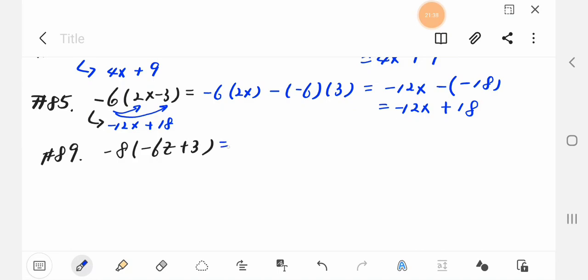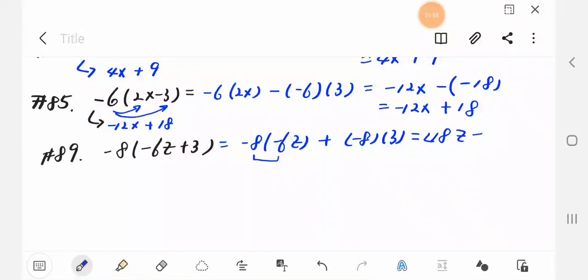Okay, number 89. 89 is negative 8 times negative 6z plus negative 8 times 3. So that is equal to negative 8 times negative 6 is positive 48z, plus negative 8 times 3 is negative 24. So that is 48z, and then plus and negative, plus and negative is minus 24.